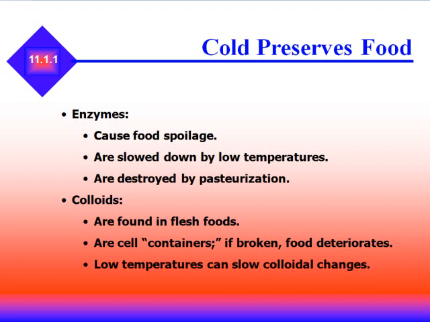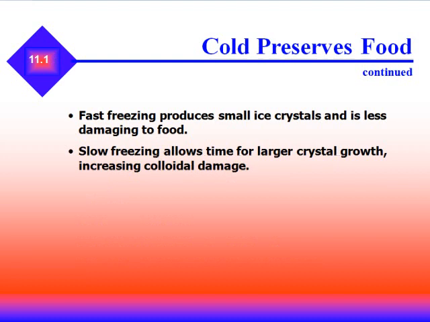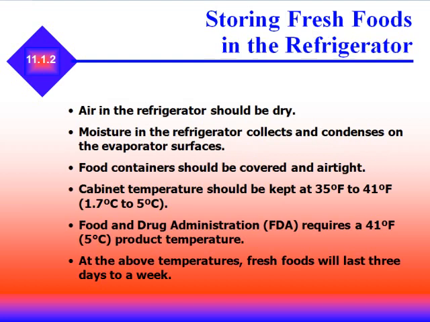Colloids are also found in fresh foods. They're cell containers. If broken down, food deteriorates. Low temperatures can slow colloid changes. Fast freezing of food produces small ice crystals and is less damaging to food. Slow freezing allows time for large ice crystal growth and increases colloidal damage.